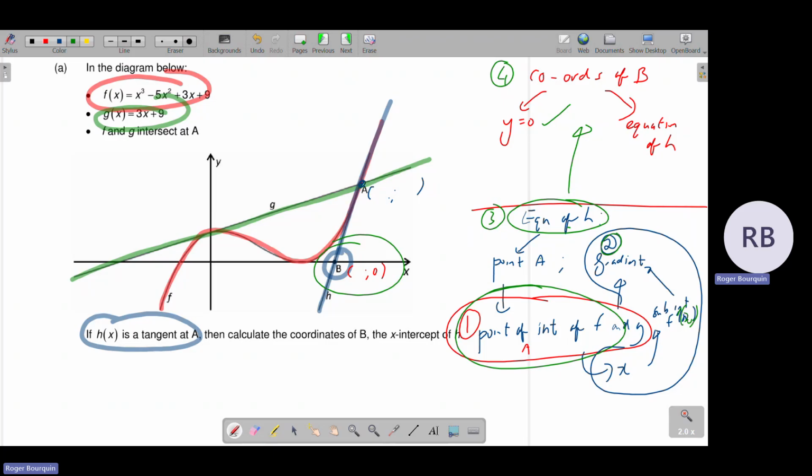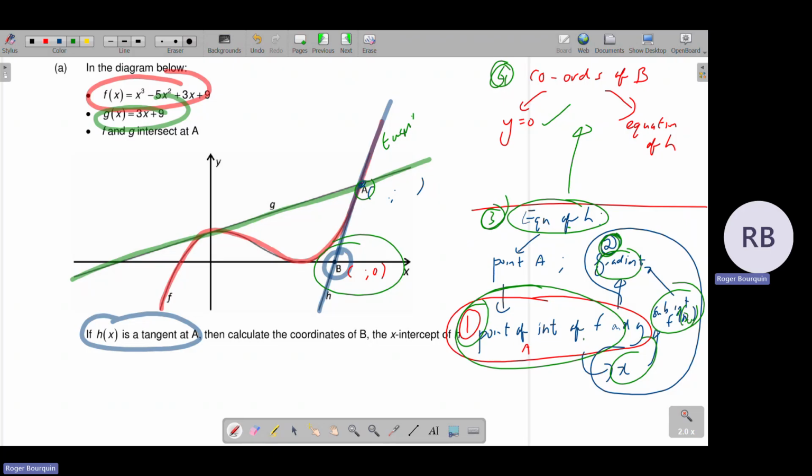To find the gradient of A, once I've got the x-coordinate of A, they tell us it's a tangent. So the gradient of the tangent is the gradient of the derivative of the function that it's a tangent to. Once we've got the x, we sub into f dash of x, then I've got the gradient.